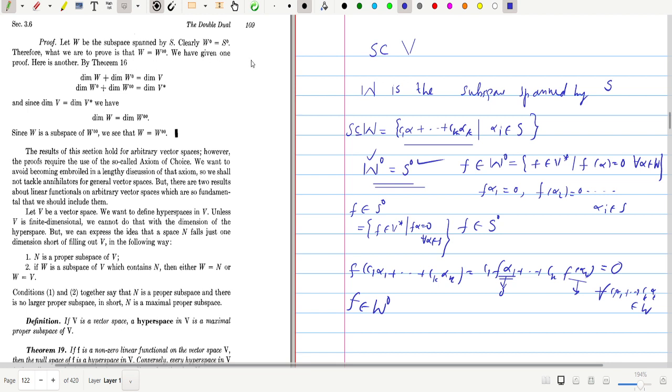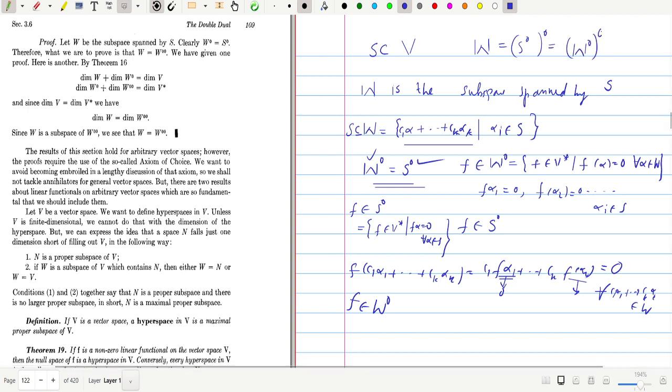That is, we need to prove that W, the subspace spanned by S, is S naught whole naught. What is S naught whole naught? S naught is the same as W naught. So we need to prove that W naught whole naught is equal to W. So it is enough to show, instead of showing S naught whole naught is equal to W, that W naught whole naught is equal to W. That means W double naught is equal to W.